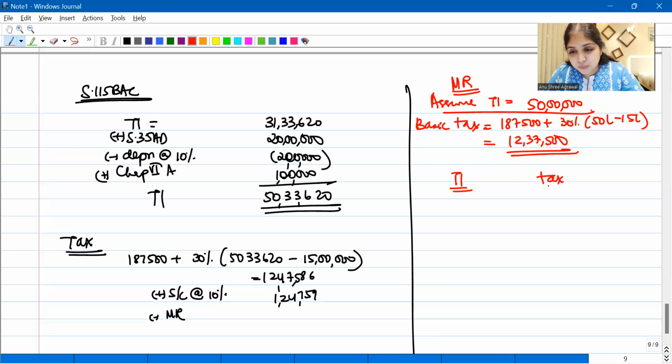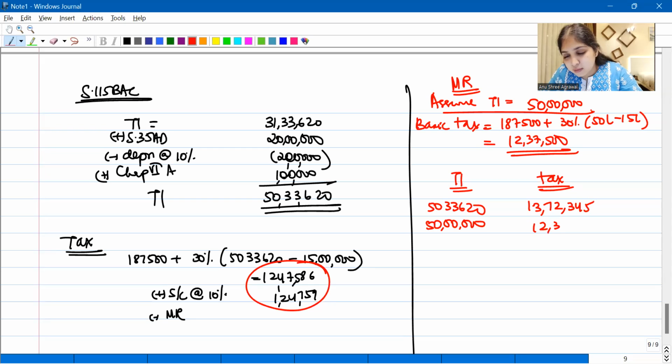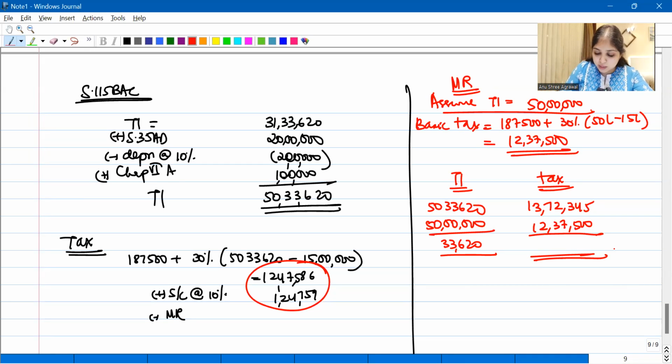Now, total income number, tax number. What's your actual total income? Your actual total income number is 50,33,620. For 50,33,620, how much tax are you asking me to pay? You're asking me to pay 12,47,586 basic tax plus 1,24,759 surcharge. You're asking me to pay 13,72,345 tax. But if I assume my total income is 50 lakhs, then how much tax are you asking me to pay? 12,37,500 you're asking me to pay. So how much extra income have I earned? 33,620. To earn this extra income, how much extra tax have you asked me to pay? You have asked me to pay extra tax of 1,34,845.